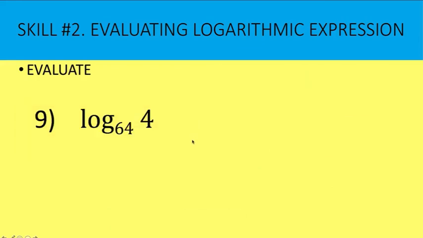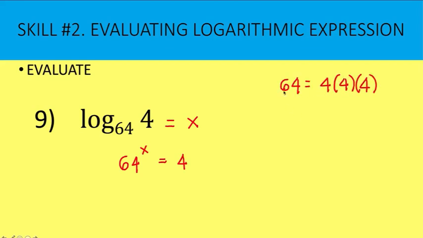Okay, let's have another one. Evaluate the log to the base 64 of 4. Since we do not know the value of this, let's equate this to a variable x. So this means 64 raised to the exponent x is equal to 4. Notice that 64 is equal to 4 times 4 times 4. So 64 can be written as 4 raised to the third power.